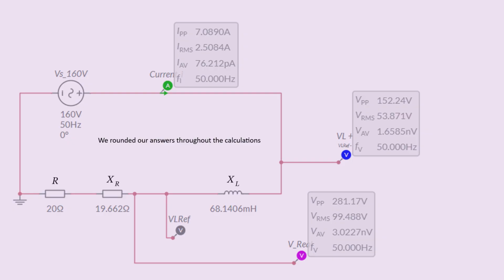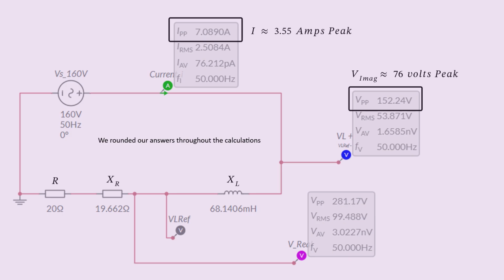Here are the Multisim results, and it gives peak-to-peak values, so these are twice as big as our calculated peak values. So our current is correct, our imaginary or inductor voltage is correct, and the real or resistor voltage is correct. So we did everything right. We identified our unknown component and worked everything out. I hope this was useful, and thanks very much for watching.